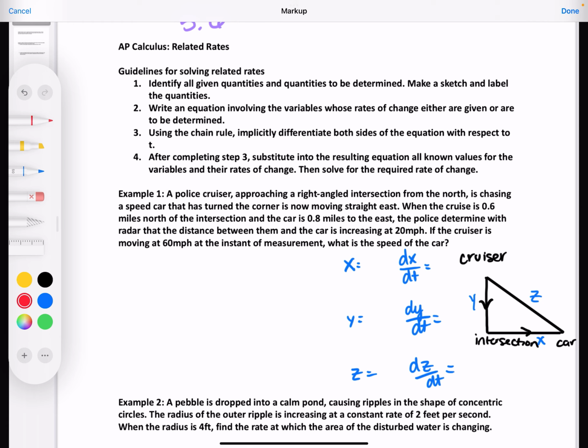Because of the direction, it's going to be negative, since it's going down. If that makes sense. And then we can find z by the Pythagorean theorem. Until we need dx dt, we don't really need to do any calculus. Everything else is just simple solving. So x squared plus y squared, so 0.8 squared plus 0.6 squared is equal to, well, I'm going to do the square root of all that in one step, is equal to z.